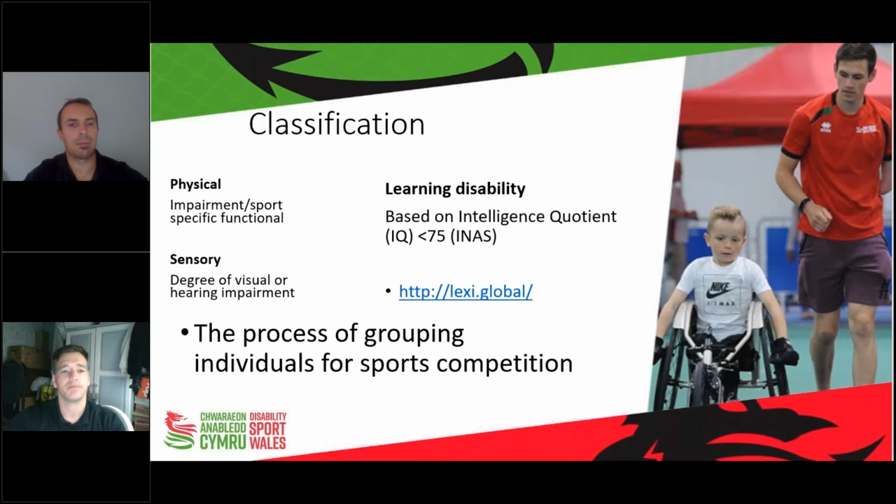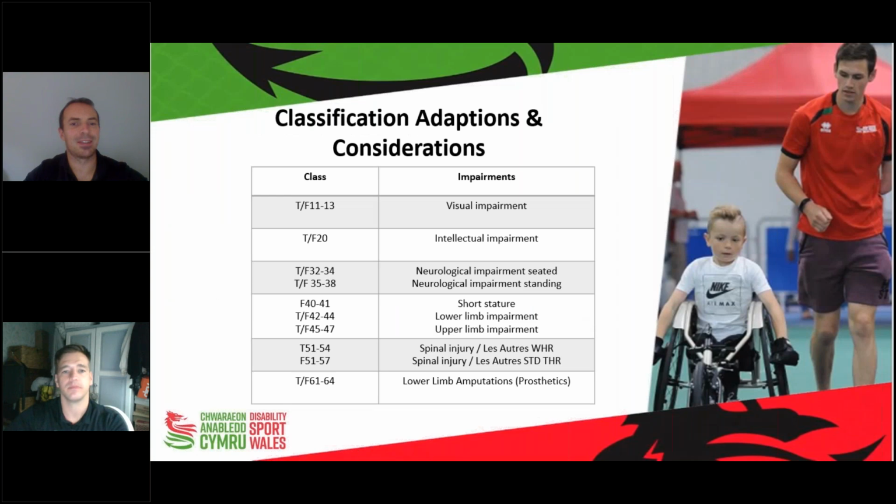Next slide for me, Si. So this is the breakdown of classifications for Paralympics and Paralympic pathway. So 11 to 13 are the visual impairments. The lower number in the classification is always the more impaired. So an 11 is either completely blind or an extreme impairment in the visual fields. I think it's less than 5%.